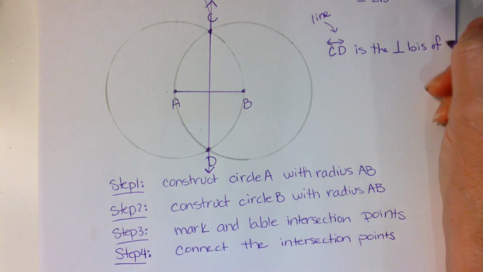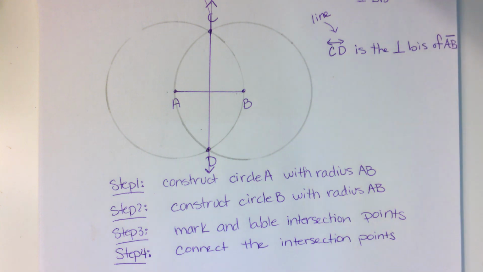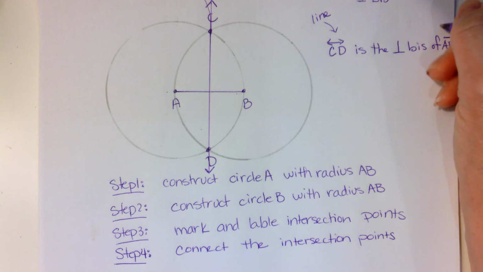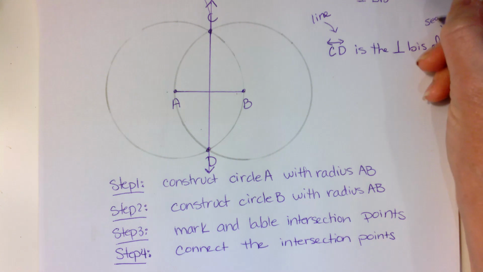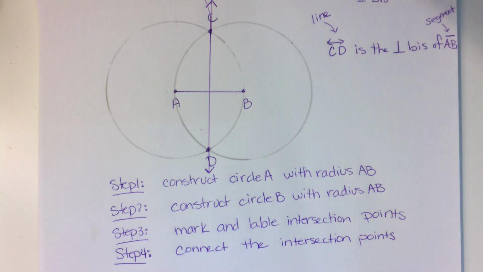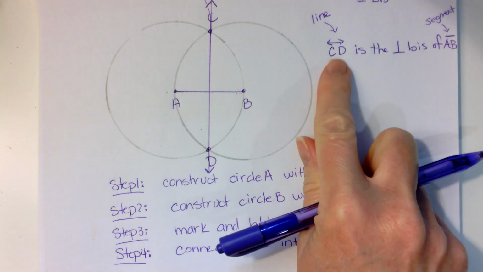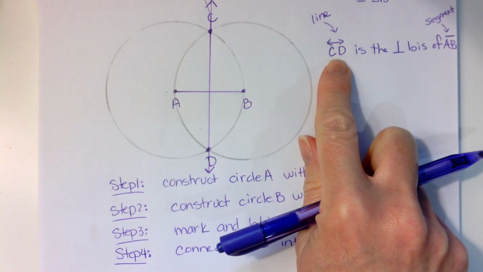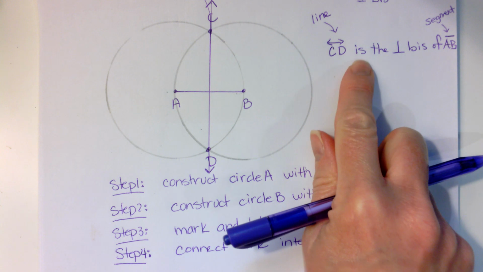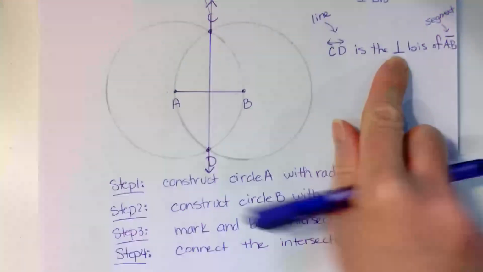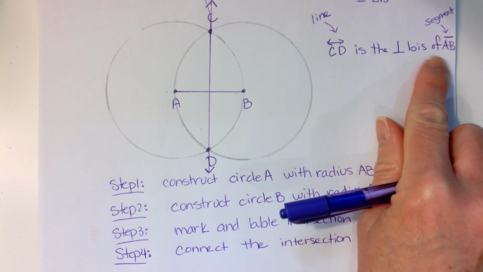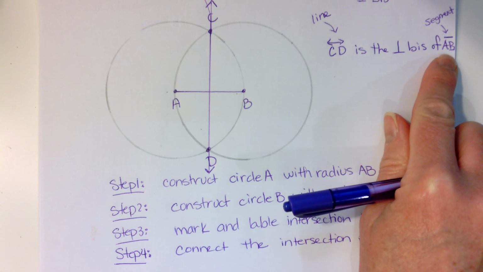I'm going to squeeze it onto my page right here. And notice when I write my segment symbol, I don't put arrows on it. This little symbol means segment. So literally, if I were to read this with all my shortcuts, I would read this as line CD is the perpendicular bisector of segment AB.